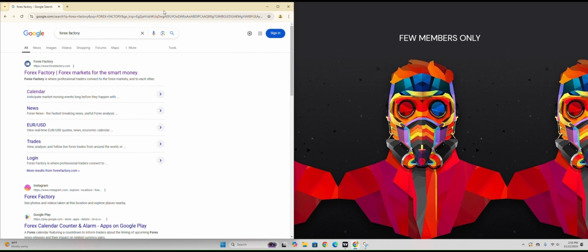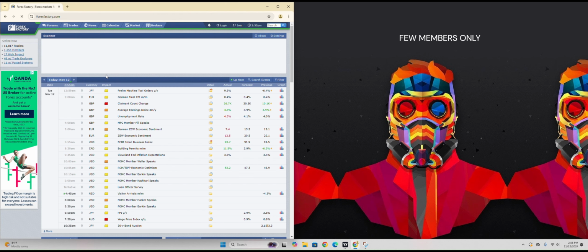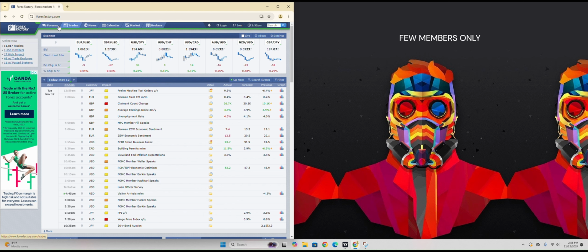So Forex Factory is entirely focused on gathering Forex market information for traders, for us people, the traders. As you can see here, they have different things: forums, trades, news, calendar, market, brokers. The main reason I come here is to see what news are going to happen within the time being.